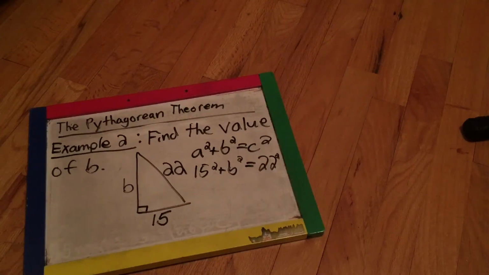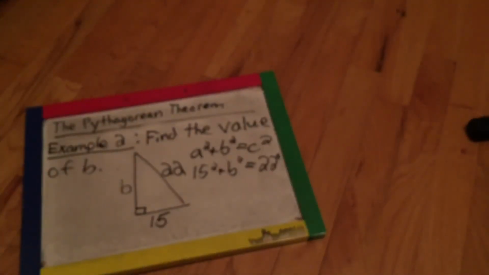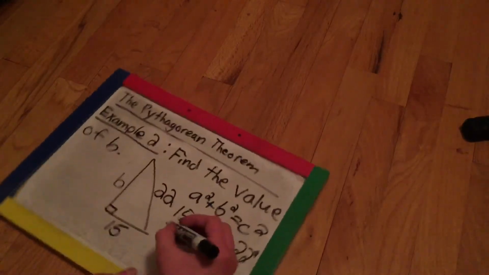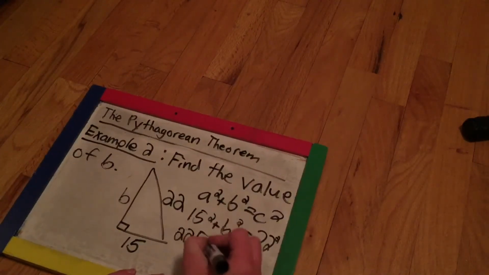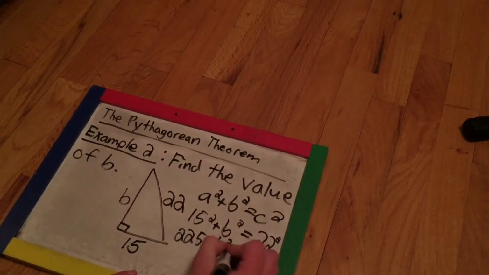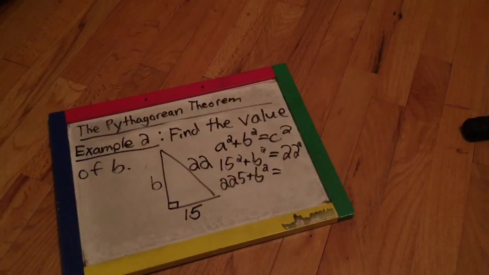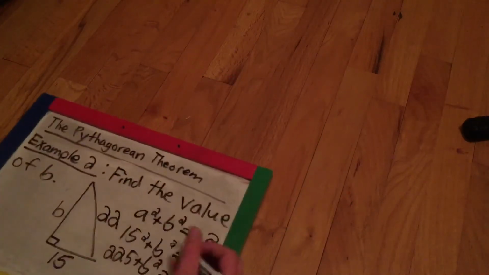If your teacher allows you to use a calculator, of course, go ahead. But if your teacher does not allow you to use a calculator, don't do that. I'm going to use a calculator to save time. So, 15 squared, I should know this is 225. So, 225 plus b squared equals. Now, what's 22 squared? So, solve for 22 squared, multiply 22 times 22. We get 484.